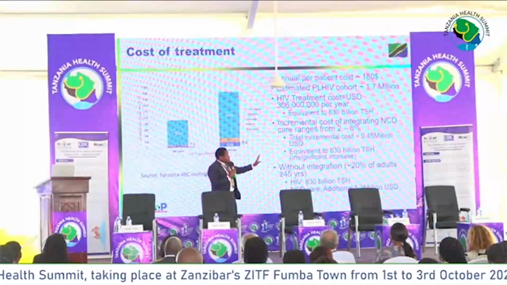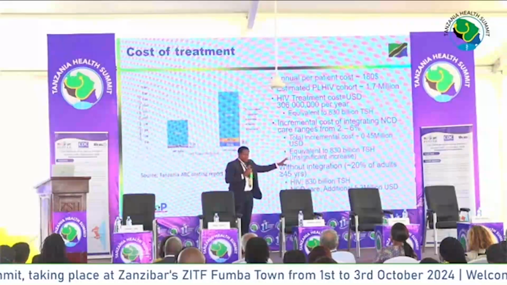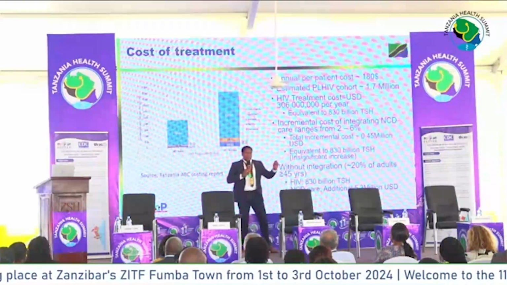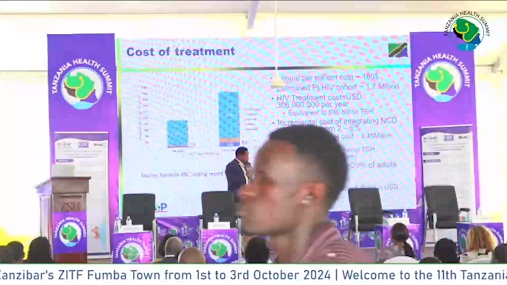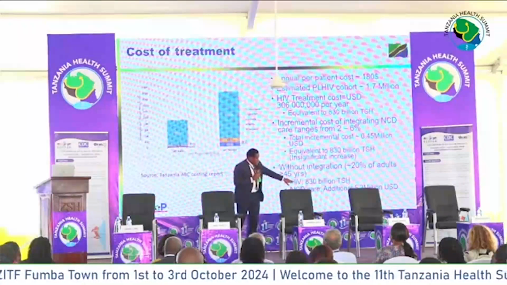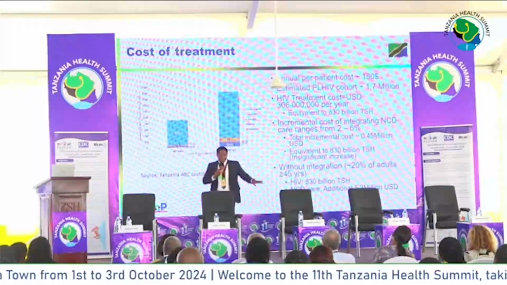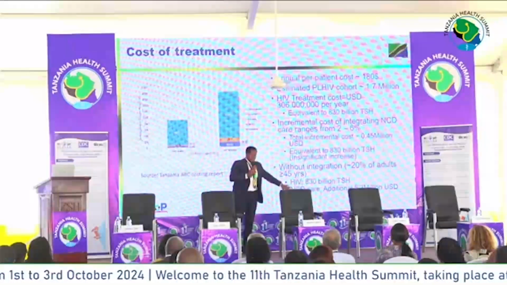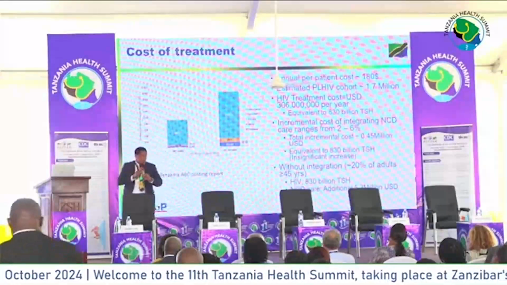So the total equivalent cost actually does not change much. Because of the big figure, when we do integration, it still remains relatively the same. It's still around 830 billion Tanzanian shillings. But if we are not integrating, for the proportion of PLHIV who have NCDs, which is around 20%, we will have to pay the 830 plus an additional 3.5 million. Now, with a caveat, the 3.5 million is not the cost of NCD care. It is the cost of NCD care among PLHIV, which is very small. Okay, so that needs to be understood.